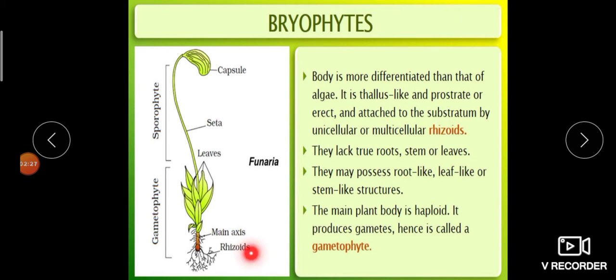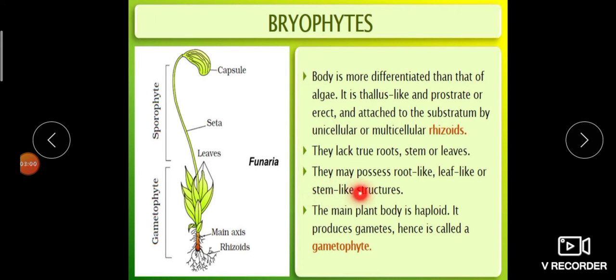Instead of roots, rhizoids are there, and in this picture they are mentioned as leaf. Actually they are not leaf, they are scaly leaf-like structures. These stem portions are called setae, and this is the capsule. Inside the capsule spores are produced. This is the picture of Funaria. Funaria is a higher class of bryophytes. So it looks more like a plant, isn't it?